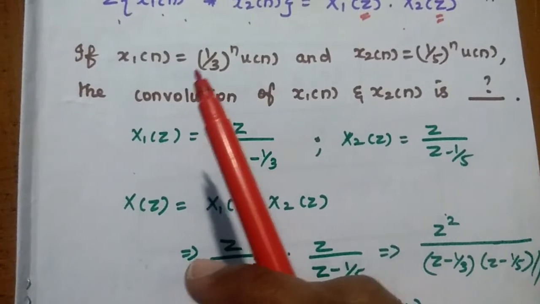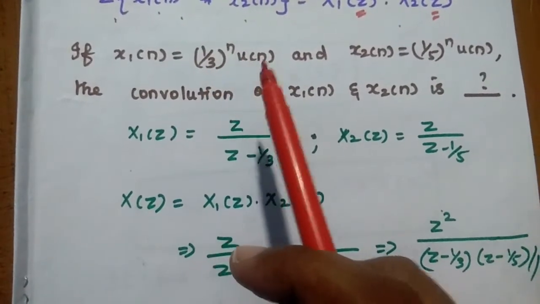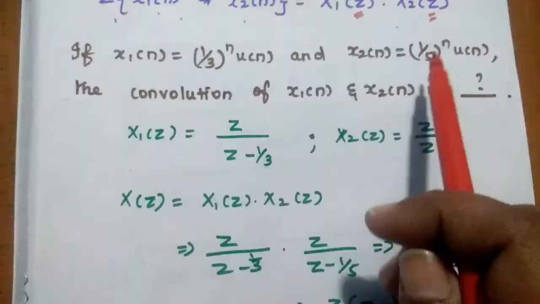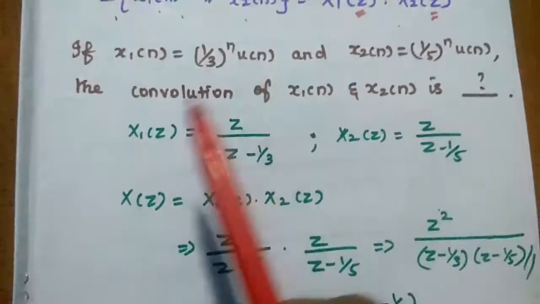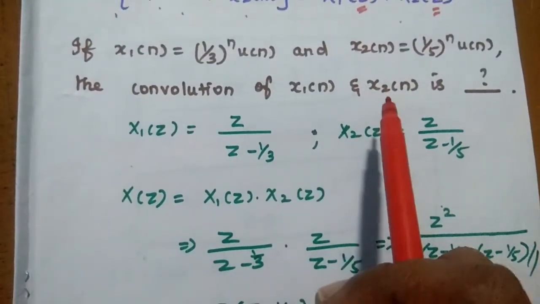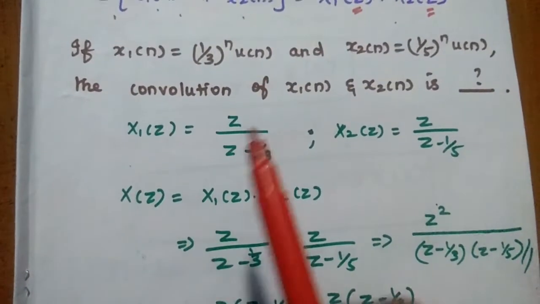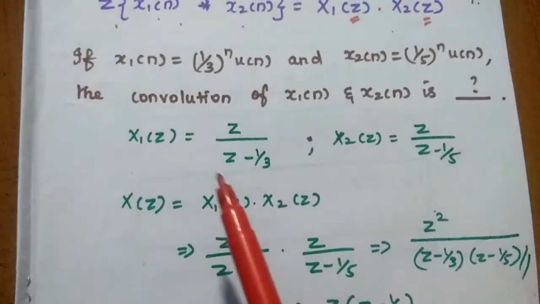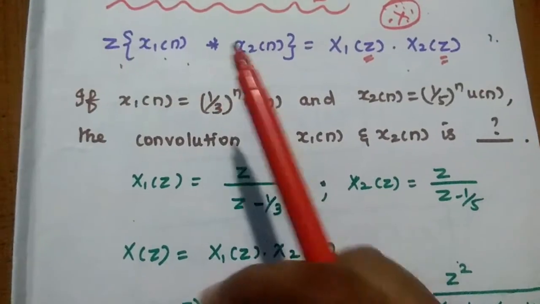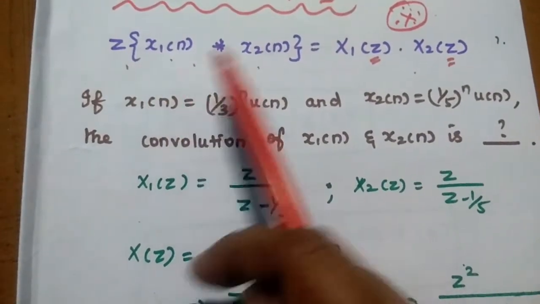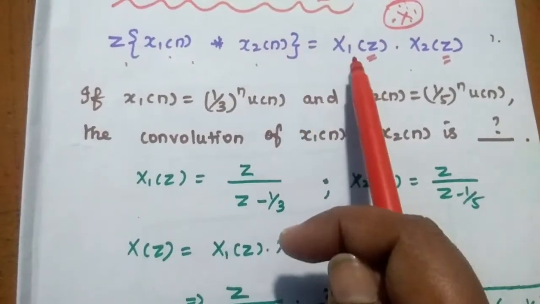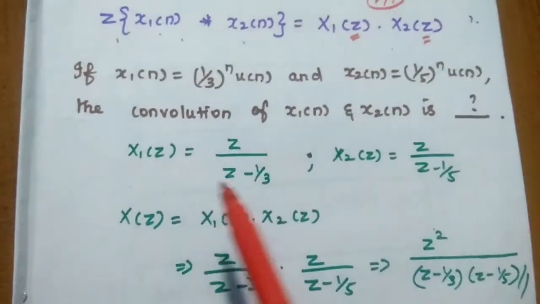If x1 of n is equal to 1 by 3 the whole power n u of n and x2 of n is equal to 1 by 5 the whole power n u of n, the convolution of x1 of n and x2 of n is dash. So here, how are we going to find out the value? It is very simple because we know that the Z transform of convolution of two signals results in the multiplication of their spectrum.